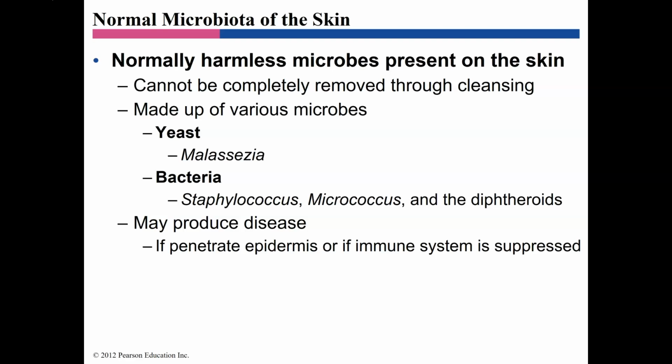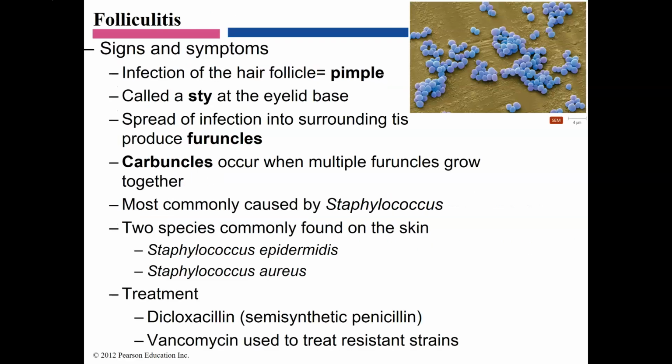So, any of these can produce disease if the epidermis layer of the skin is compromised or if your immune system is suppressed. The beginning of chapter 19 does review some of the basic anatomy of skin, so if you want to review that, please do. We will start with probably the most benign and the least problematic type of infection of the skin, folliculitis, which is the medical term for a pimple. When you get an infection of the hair follicle, it develops into a pimple. If it's on the eye or the base of the eyelid, then it's called a stye, but this is the same basic process.